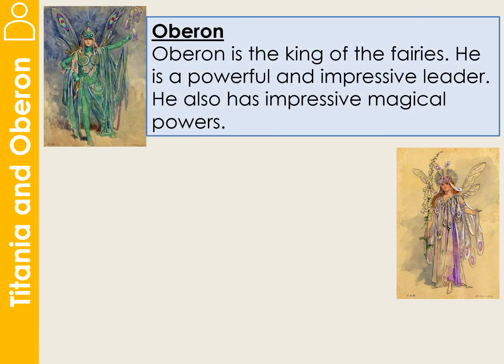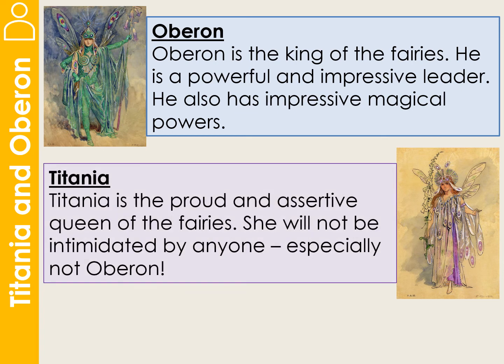So as I said, Oberon is the king of the fairies. He is powerful and he is impressive. He has an awful lot of magical powers at his disposal, hence him being king of the fairies. And then we have Titania, who is proud and assertive. She will not be intimidated by anyone. She will not be pushed around. She is willing to do what she needs to do in order to live a happy, full life the way that she wants to. That is very against the traditions of the time.